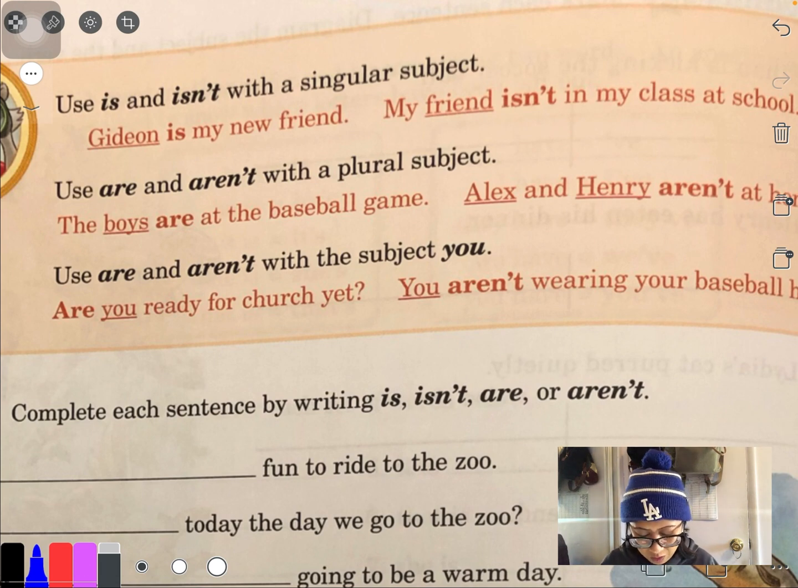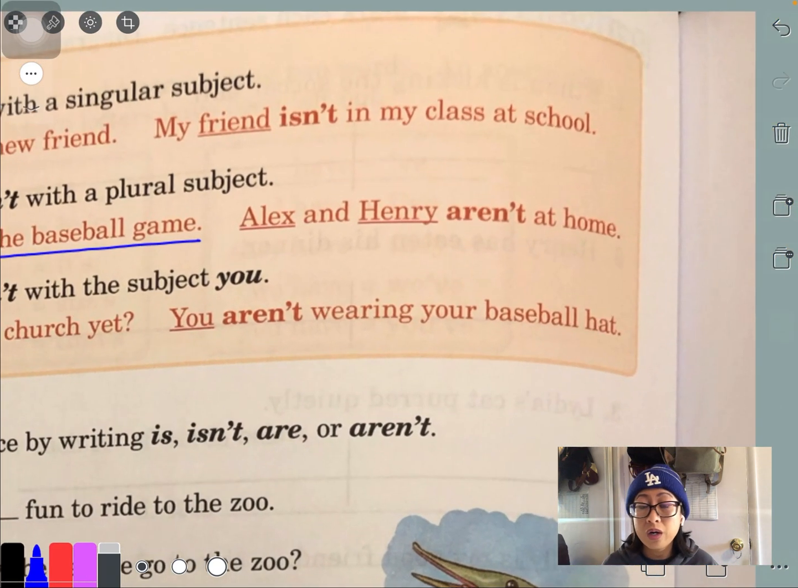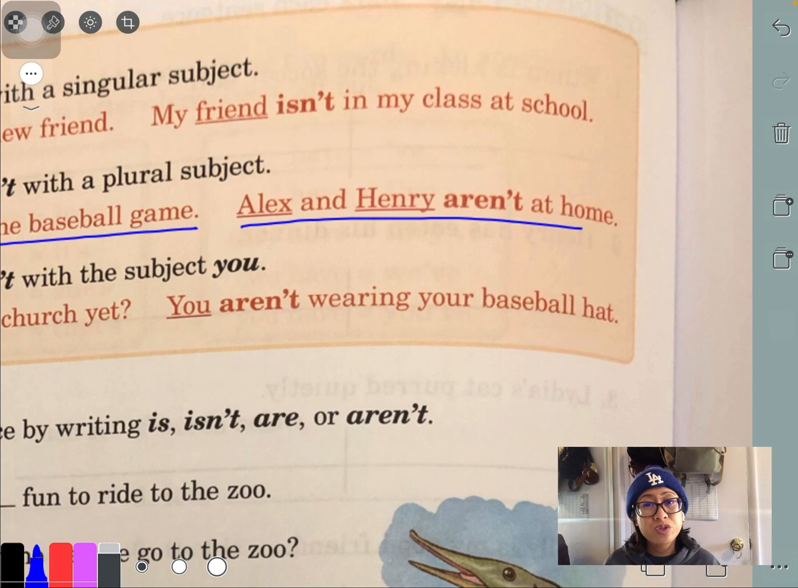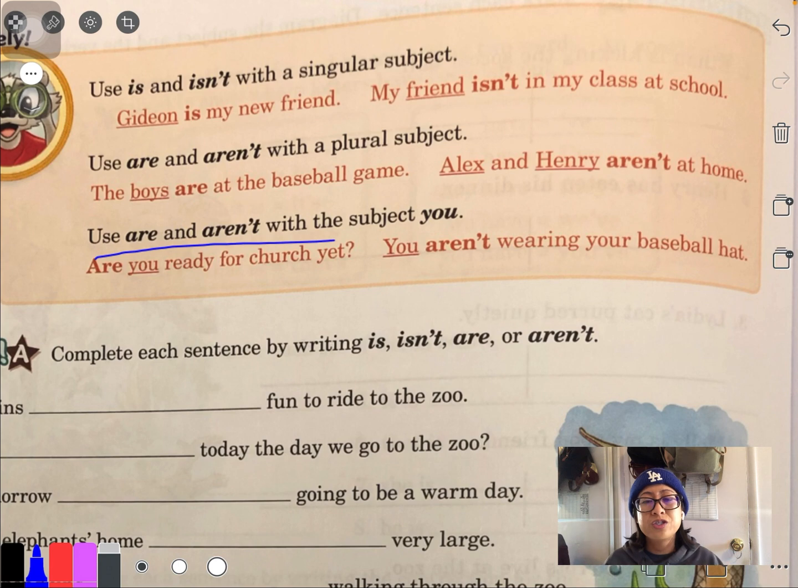I'll use blue. Use are and aren't with a plural subject. So here's an example. The boys are at the baseball game. How many boys? Well, more than one. So we're going to use the verb are. Here, Alex and Henry aren't at home. How many boys aren't at home? Two, more than one. So I use aren't.